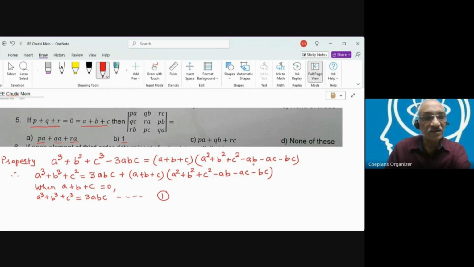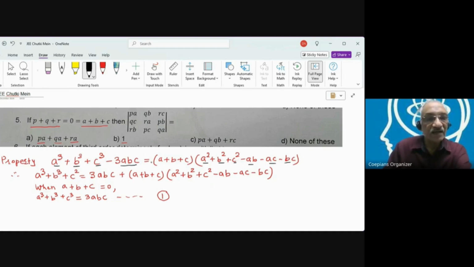While using the solution, we have to use a property of the cubes. The property is listed here, which says that a cube plus b cube plus c cube minus 3abc can be factorized as a plus b plus c into bracket a square plus b square plus c square minus ab minus ac minus bc. So this is the factorization property of the cubes.